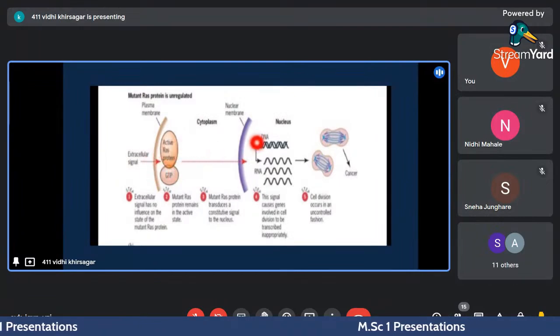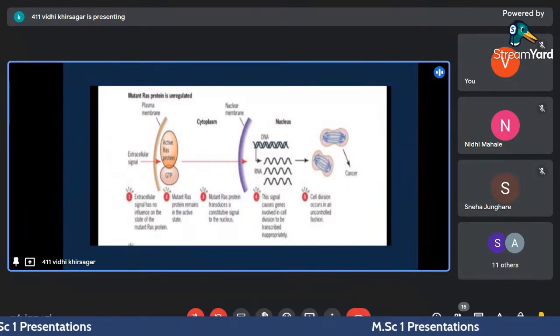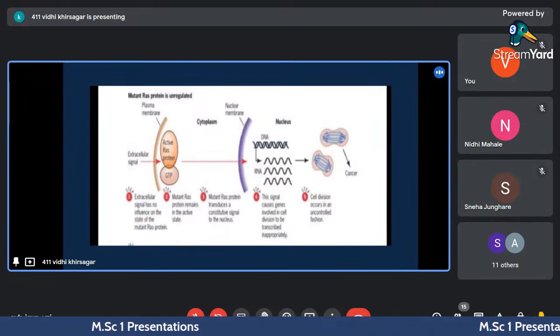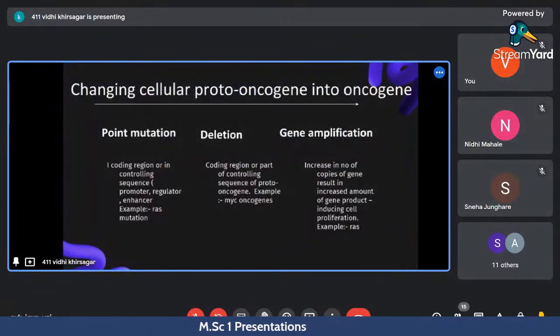So it leads to continual signals, which lead to continuous transcription of proteins required for cell division, and because of this, uncontrolled cellular division occurs.